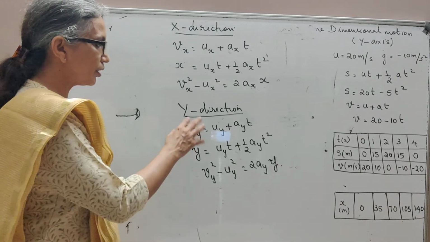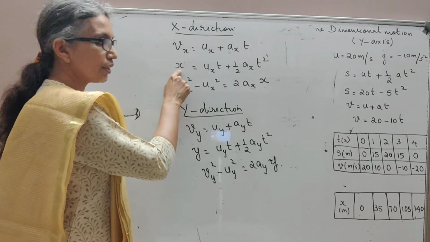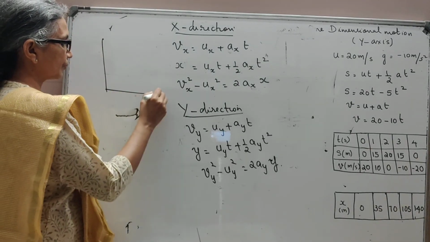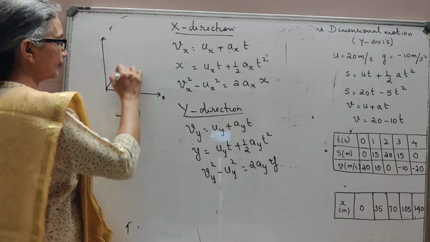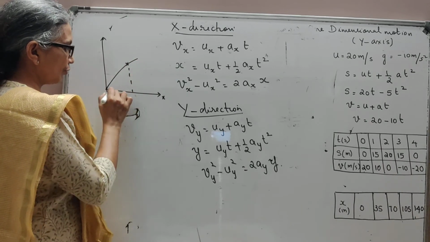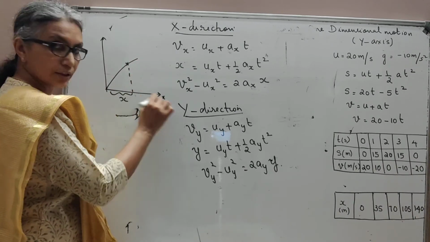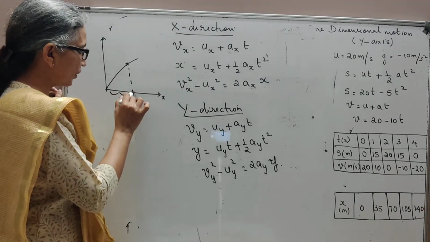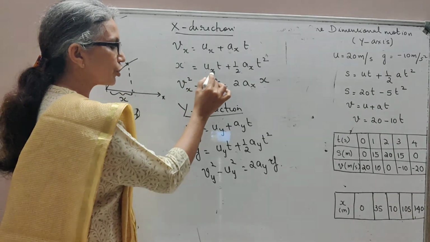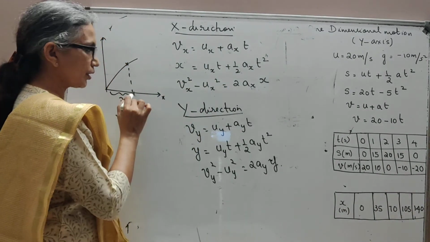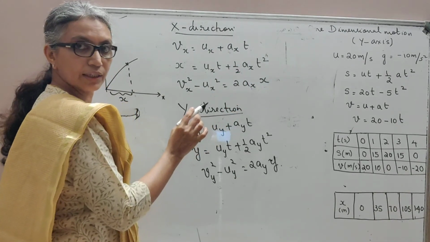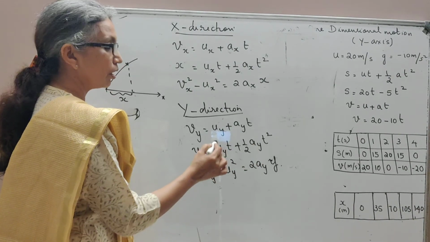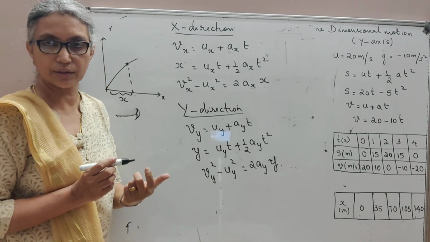I repeat, you should understand that if your body is traveling in two-dimensional motion, at some position, suppose you want to find out the distance covered along the x-axis, you're going to use this formula. You will see that this displacement is dependent only on the initial component of the velocity along the x-axis and the acceleration along the x-axis. It is independent of the acceleration along the y-axis or the component of initial velocity along the y-axis.